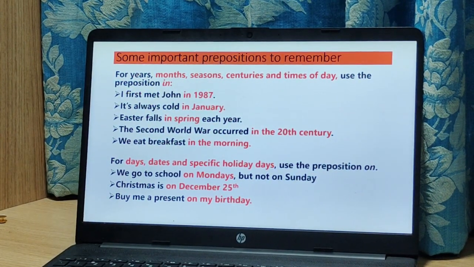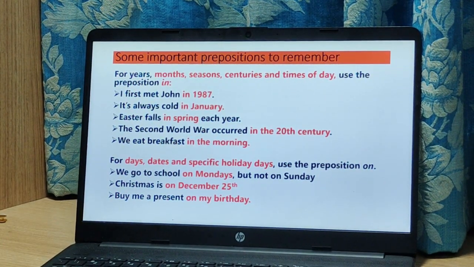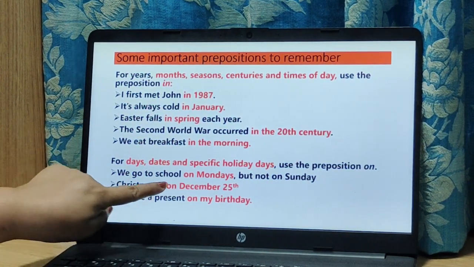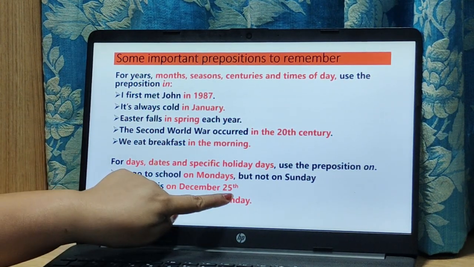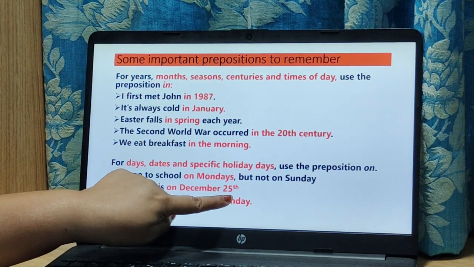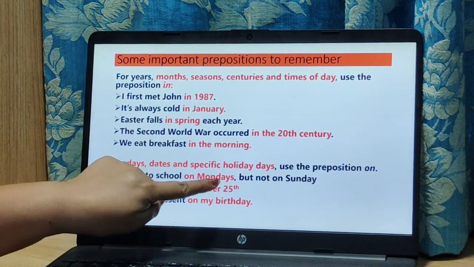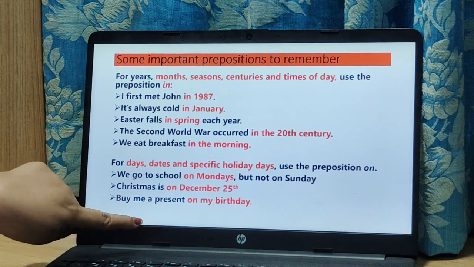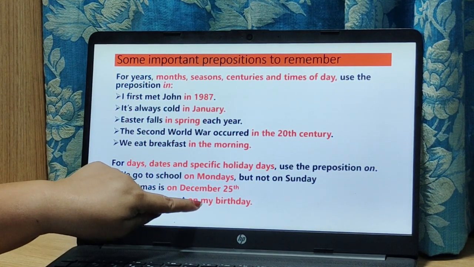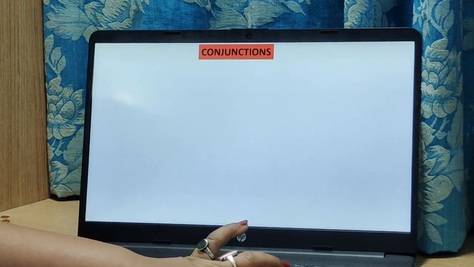We always use "in". But when we are talking about specific days, specific dates, specific holidays, we use "on". Like we go to school on Mondays, or Christmas is on December 25th, right? You might feel there's December there, but there is a 25th after it, and that's a date, and hence it is an "on" and not an "in", like in January. Or buy me a present on my birthday. It's a special day and hence it is on my birthday and not in my birthday. So prepositions can be memorized this way, just a few of them.